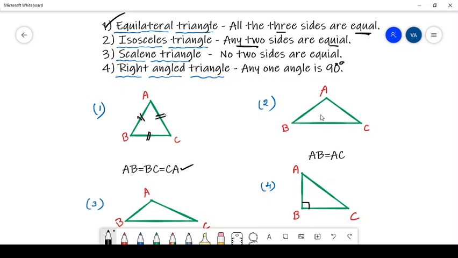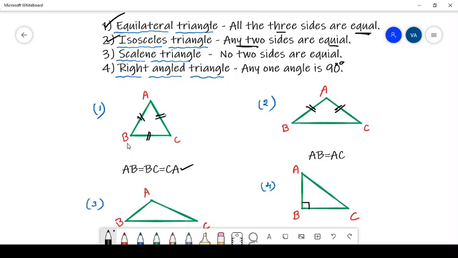Look at the next figure. In triangle ABC, AB is equal to AC. The two sides are equal. In this triangle, these two sides AB and AC are equal. So this triangle is called an isosceles triangle.